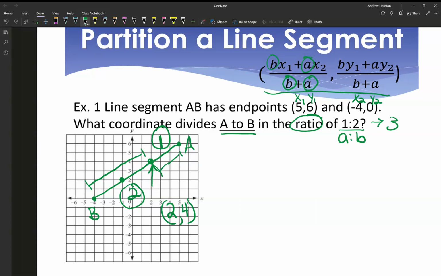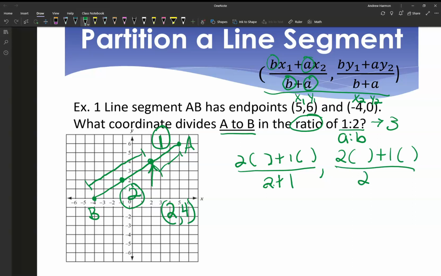I'm going to go b, I'm going to leave a space for my x1, plus a, leave a space for x2, all over b plus a. Then do the same thing for my y values, b, first y value, plus a, second y value, all over b plus a. Then we just put in x1, which is 5, and we put in our x2, which is -4. Then we put in y1, which is 6, and y2, which is 0.